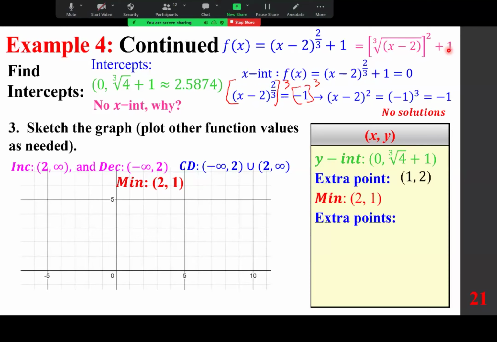I'm assuming nobody has any problem evaluating easy numbers. Another easy number, if I put 3, I get 3 minus 2, 1. Cube root is 1. Squared is 1 and 1 is 2. And you can pick a few more points. Negative 6 is not too bad because makes it negative 8. Cube root is negative 2. Squared 4 and 1 is 5. The same thing happens with 10. 10 minus 2, 8. Cube root is 2. Squared 4 and 1 is 5. But what about negative 1? You need a calculator.